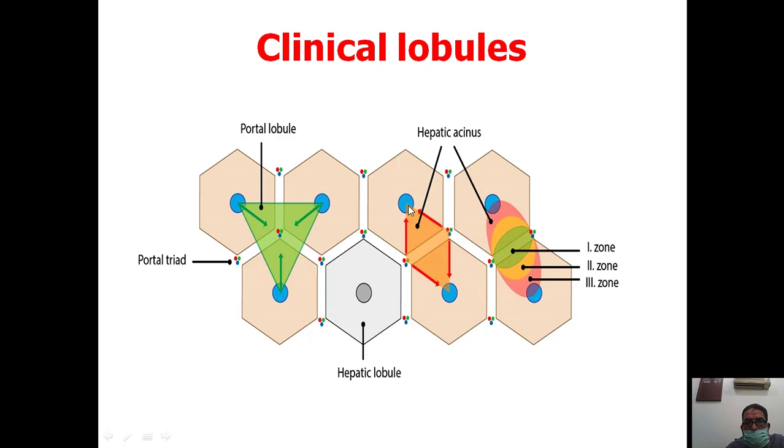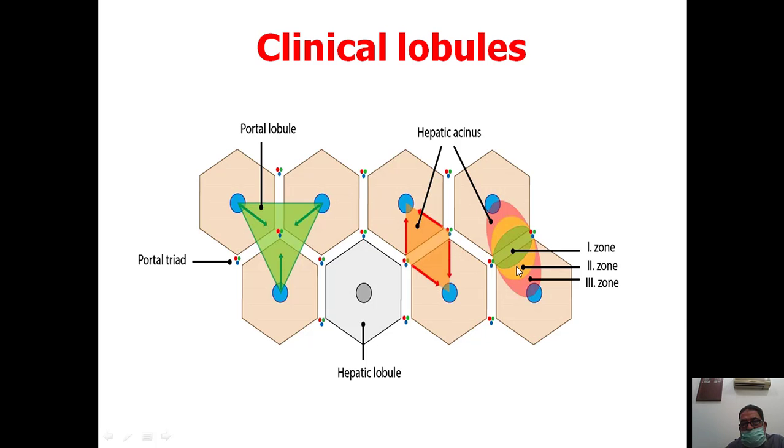So it is a diamond shape. Corners are central veins, and the opposing corners have portal triads: 2 portal triads, 2 central veins of the neighboring classical hepatic lobules. What is the clinical significance? This will divide the portal acinus into multiple zones. Look at the picture: zone 1, zone 2, and zone 3. What is the significance? Because zone 1 has a rich vascularity.